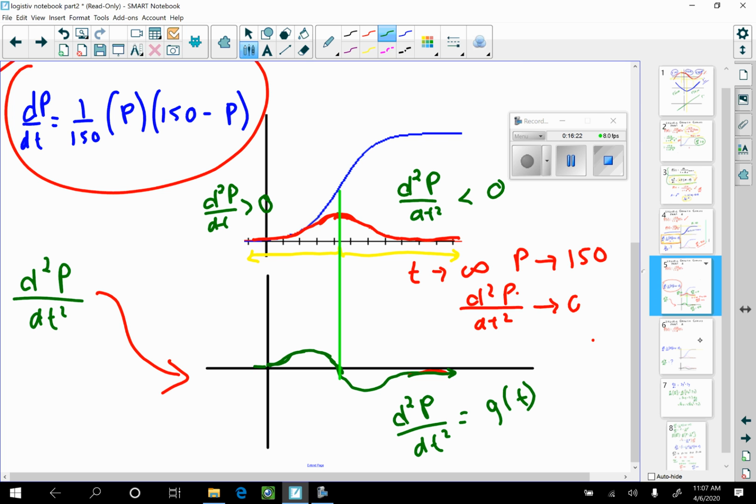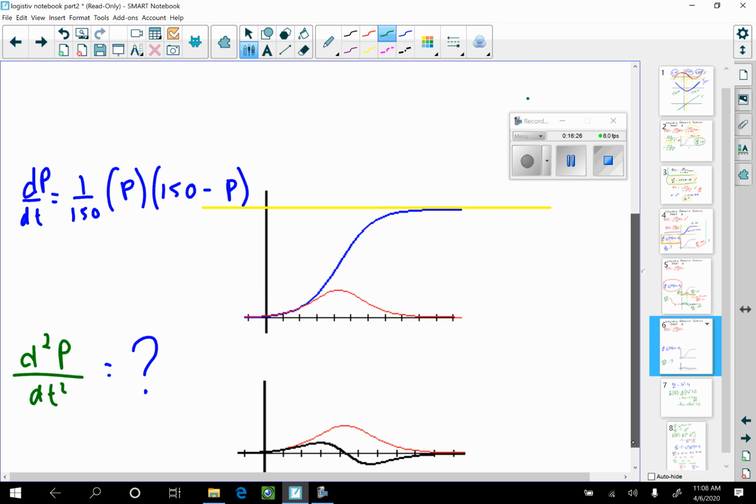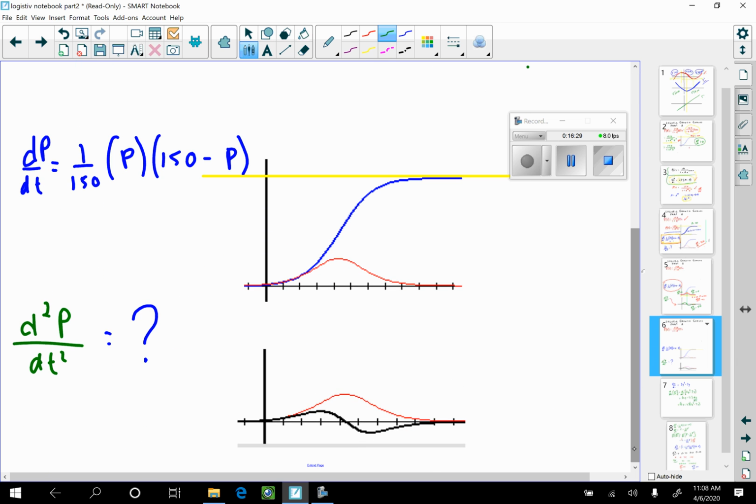So I'm going to show you this next slide, and this actually has a computer analysis. This I did with my graphing calculator. This is the actual graph of the first derivative and the second derivative, but as functions of t. So the red guy here, let's get him out of here, the red guy here is dp/dt, and this black guy for this instance is the second derivative of p with respect to t squared.